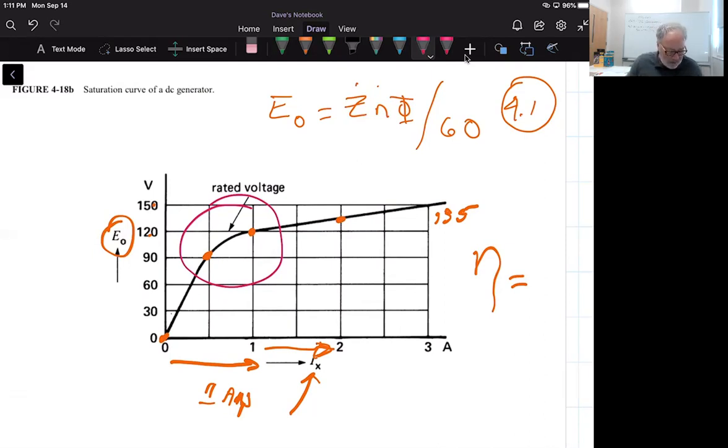All right, so that's 4.13, no load operation, saturation curve, and then equating that saturation curve to an actual output voltage.